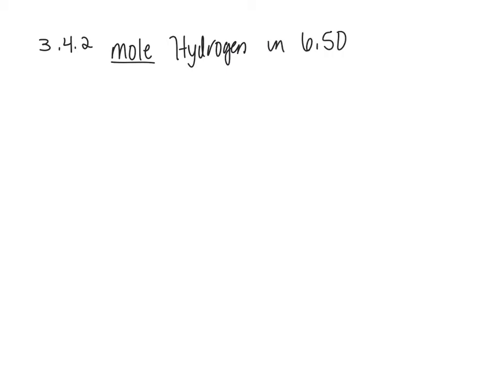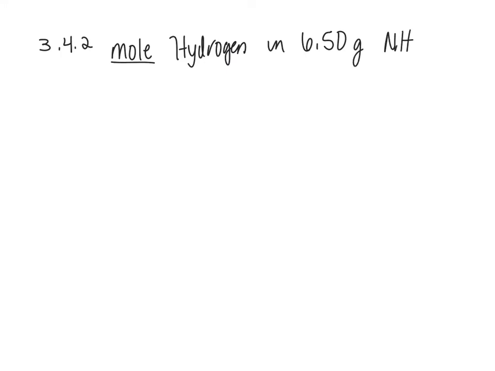Okay, so 3.4.2. How many moles of hydrogen are in, this is our given, this is where we'll start with, 6.50 grams of ammonia.